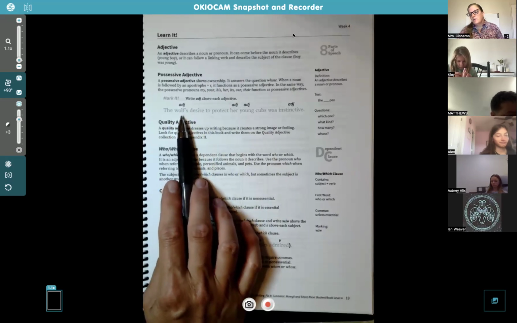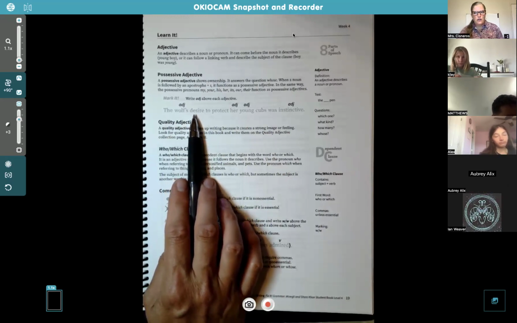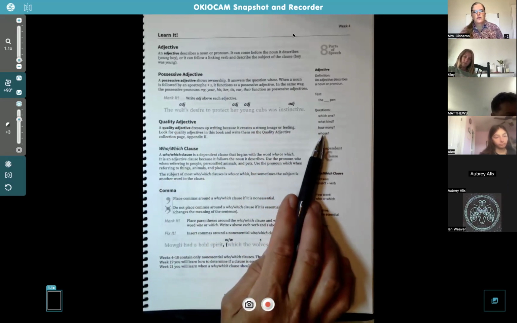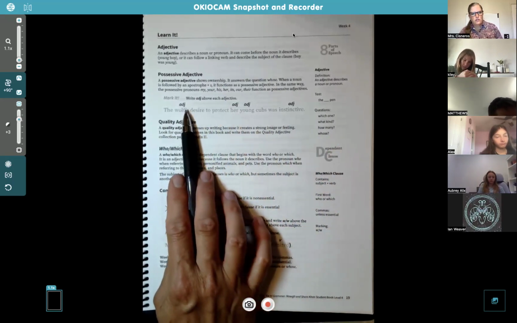But anyway, desire could be a verb, but in this sentence, it is a noun because of that word, the. But here we've got wolf's with an apostrophe S. So you can ask the question, whose desire? It's the wolf's desire. And when you ask whose, it's right here. It's one of the questions to find the adjective that becomes the adjective.